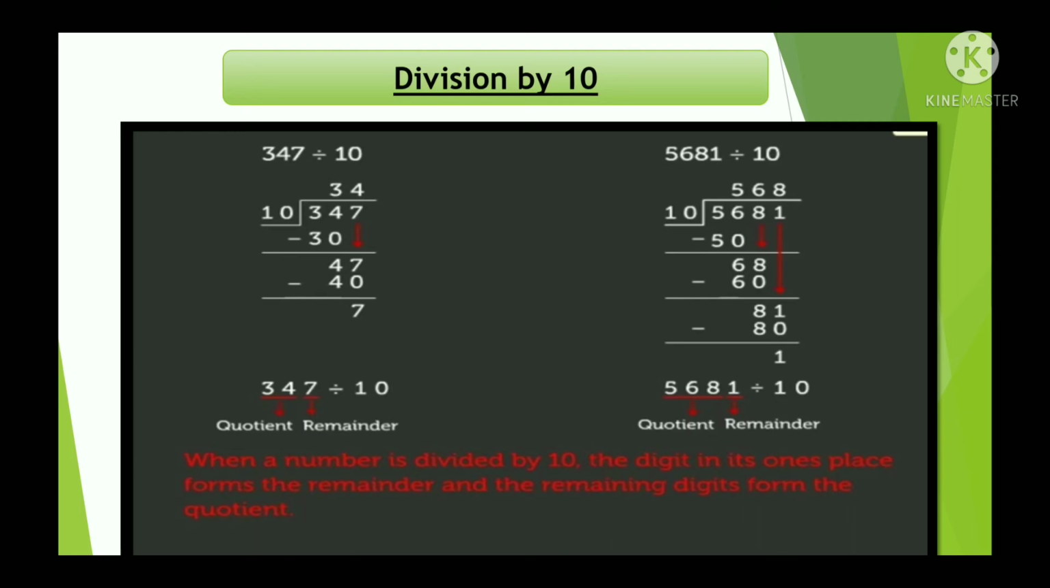First example is 347 divided by 10. When we divide 347 by 10, we get 34 as the quotient and 7 as the remainder. And the second example is 5681 divided by 10, and after division we can see the quotient is 568 and the remainder is 1. So students, from here we can say when a number is divided by 10, the digit in its ones place forms the remainder and the remaining digits form the quotient.